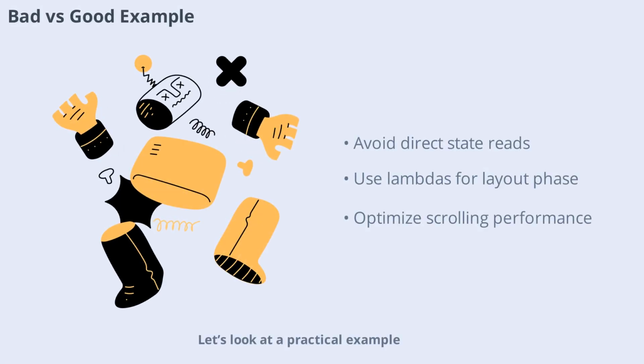Let's look at a practical example. The bad approach passes a scroll offset directly, causing the header to recompose on every scroll tick. The better approach is to pass a lambda function, so the scroll offset is only read during the layout phase. This subtle difference can have a huge impact on performance, especially in scroll-heavy UIs. Senior developers always look for these opportunities to optimize.